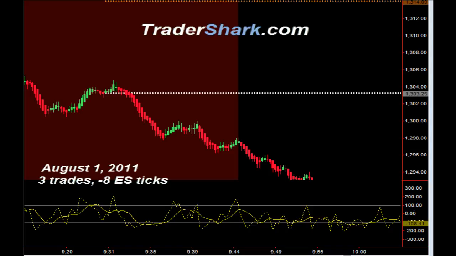Today is Monday, August 1st, 2011. The following are examples of trade setups that occur on a regular basis. We are showing 3 valid trade setups for a potential loss of 8 ES ticks. The market opened up here at 1303.25. That's represented by the white dotted line.